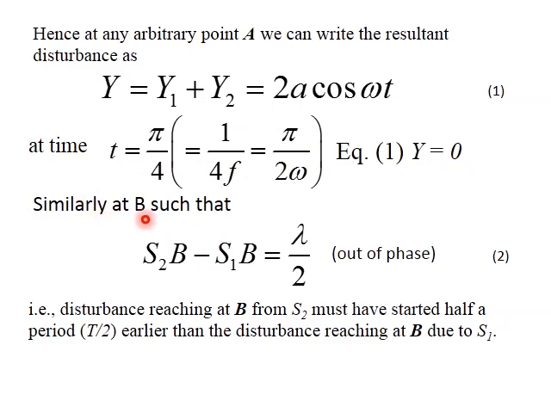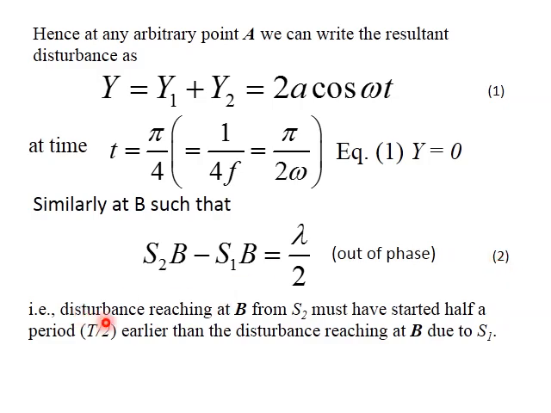Similarly, at B, we have S2B minus S1B is equal to lambda by 2. So this is the condition for out of phase. So this I mark as 2.